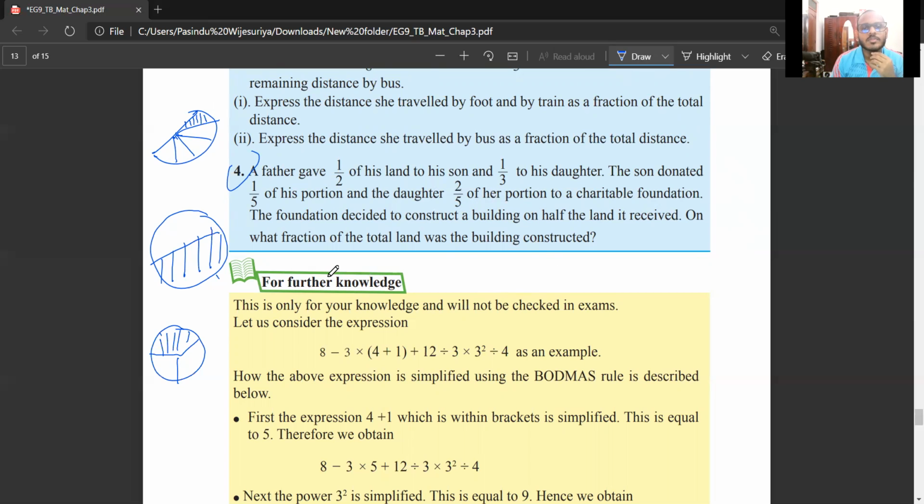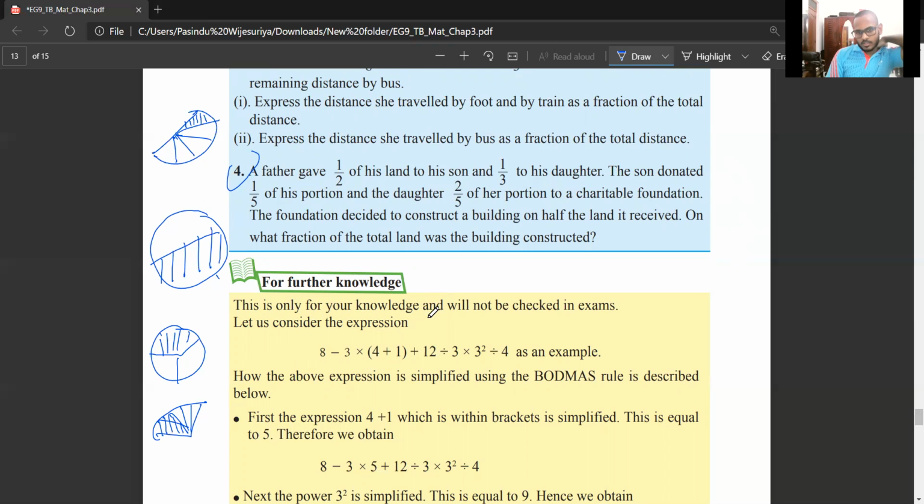The son donated 1/5 of his portion, and the daughter 2/5 of her portion, into a charitable foundation. So you can see this is the part which is the daughter's. The daughter divides that into 5 and gives. If the foundation decided to construct a building on half of the land it received, on what fraction of the total land was the building constructed?